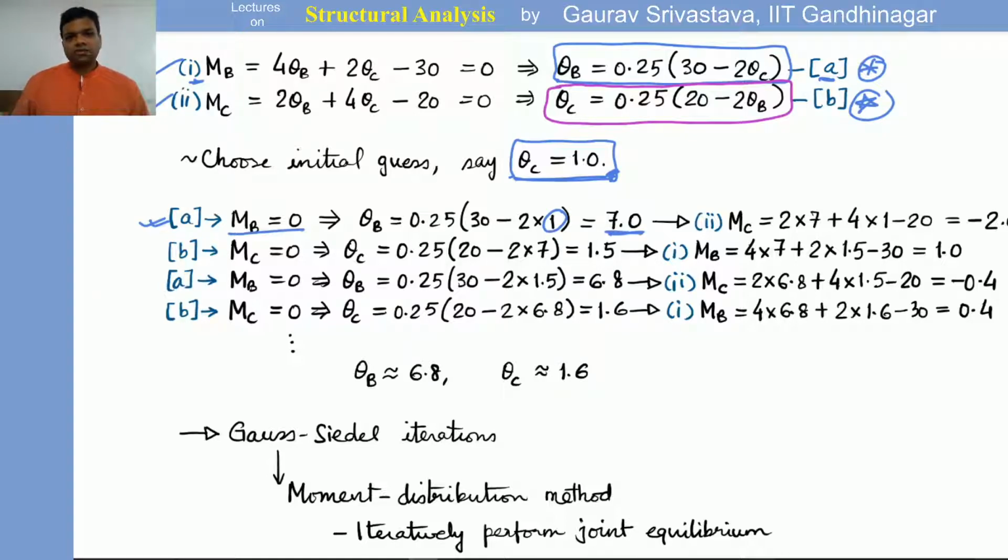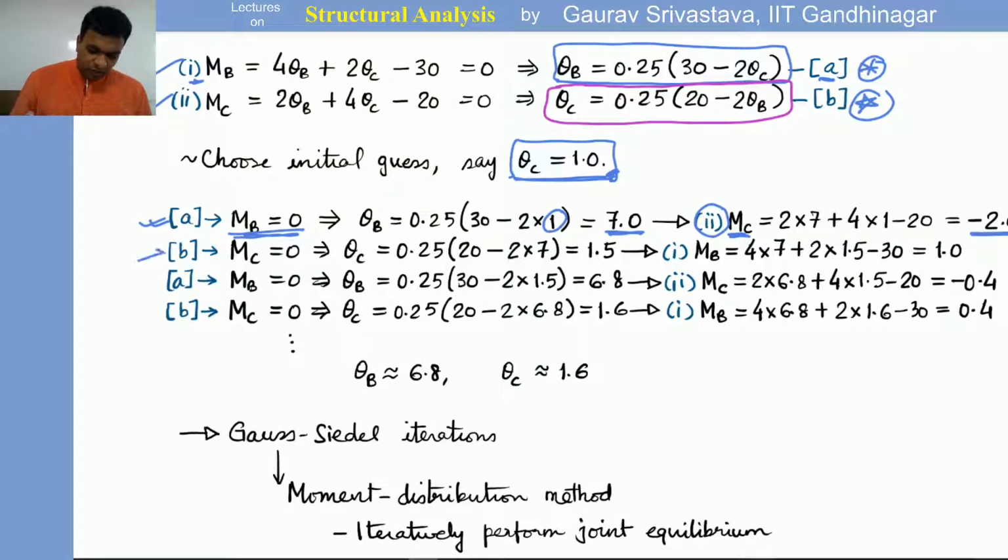If theta c was equal to 1, we will get theta b equal to 7, and this will satisfy the moment equilibrium condition at B. But if we check moment at C, which is from the second equation, we see that it comes out to be -2, which means that now joint C is unbalanced. So now let us try to do this as an iterative process.